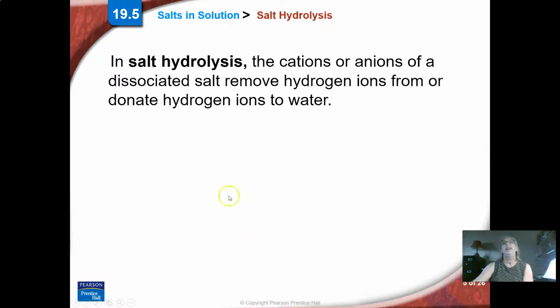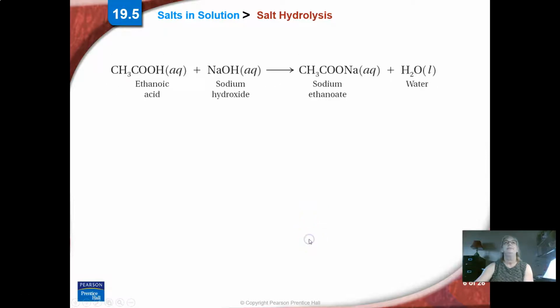The cations or anions of a dissociated salt remove hydrogen ions from, or donate hydrogen ions to, water and change the pH of water. That's called salt hydrolysis. So for example, if I take ethanoic acid and sodium hydroxide, this is a neutralization reaction. I form sodium ethanoate and water.